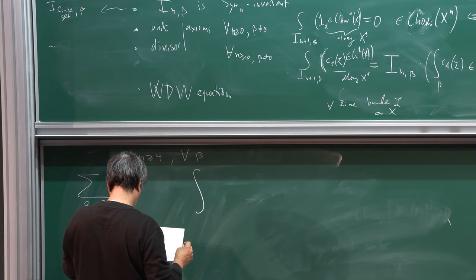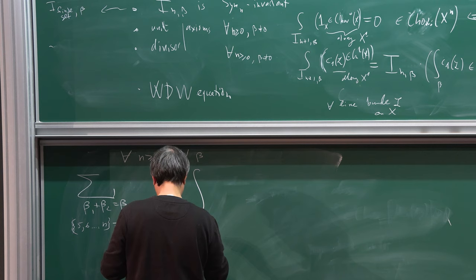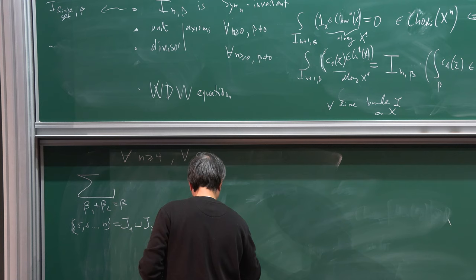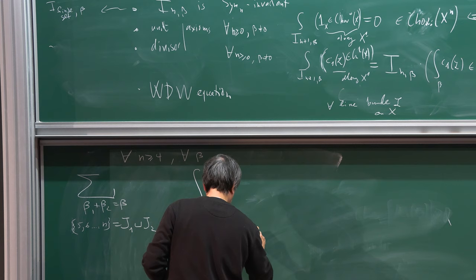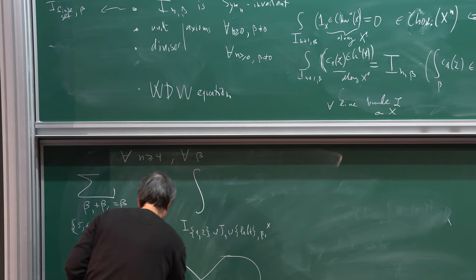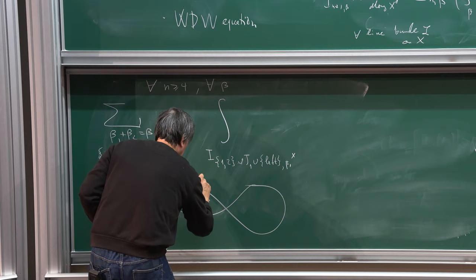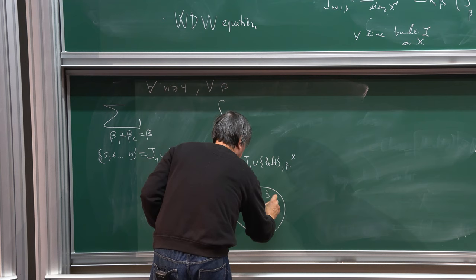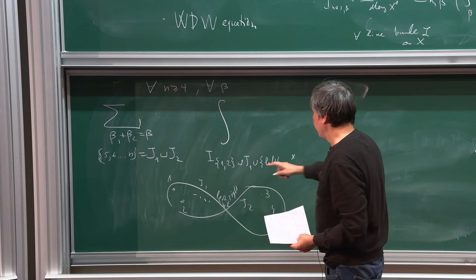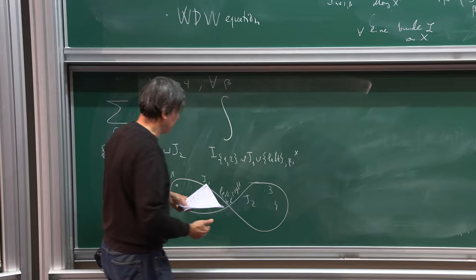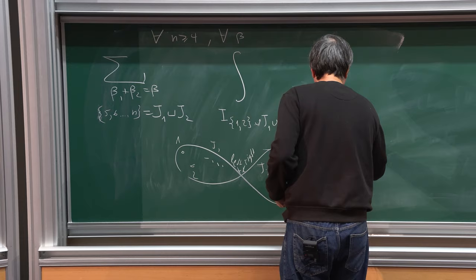You consider I, and now my index set will be, you consider curves with marked points. The marked points are labeled 1, 2, then elements of set G1, and then an extra element which I called left, and then multiply by the same thing with 3, 4, union G2, union right.